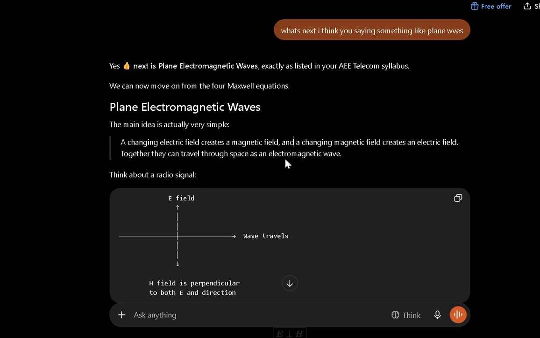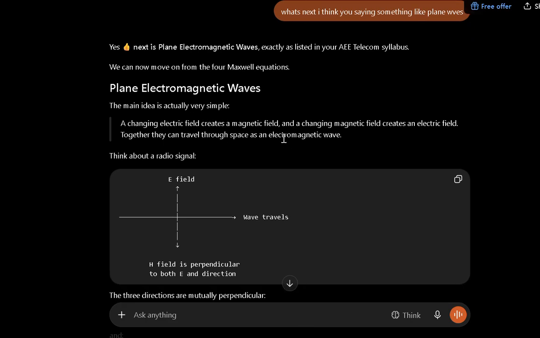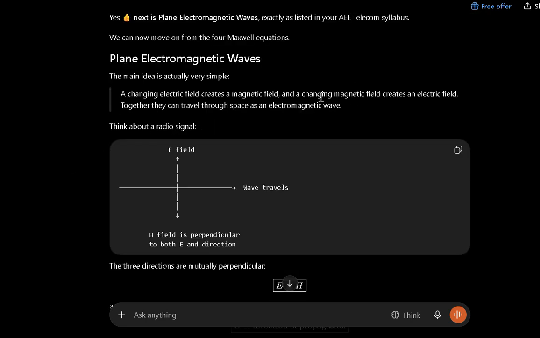Plane electromagnetic waves, exactly as listed in your syllabus. What are plane electromagnetic waves? The main idea is actually very simple. A changing electric field creates a magnetic field, and a changing magnetic field creates an electric field. Together they can travel through space as an electromagnetic wave.